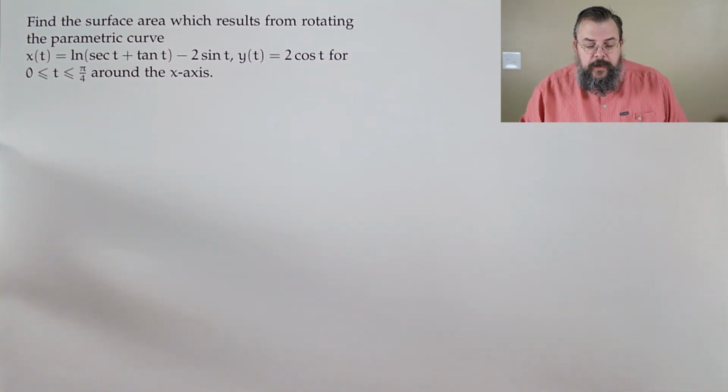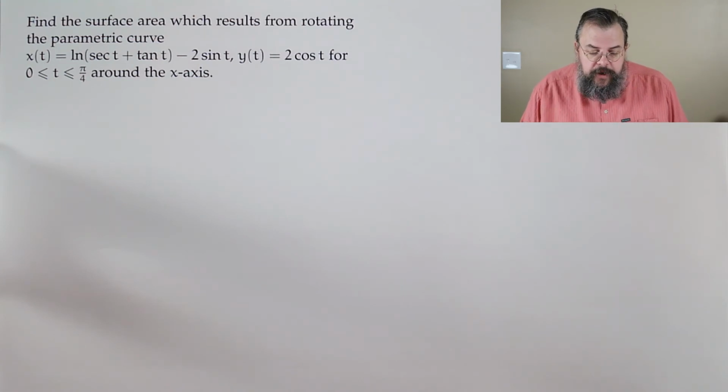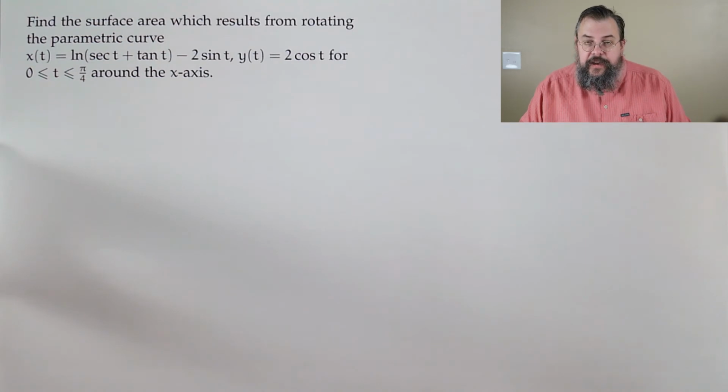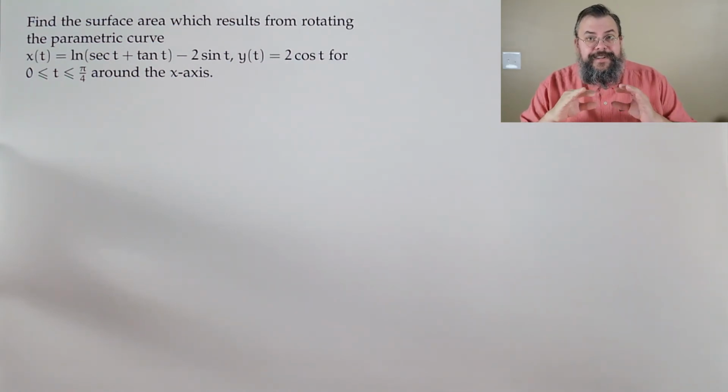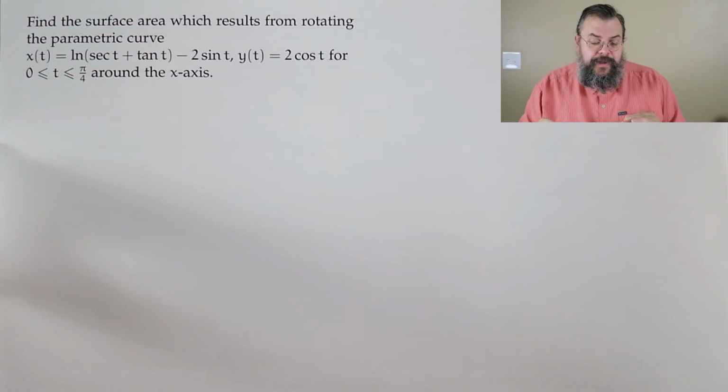Find the surface area which results from rotating a parametric curve: x is log secant plus tangent minus 2 sine t, y is 2 cosine t, around the x-axis. And you're probably thinking, didn't we just do this one? It's not exactly the same.